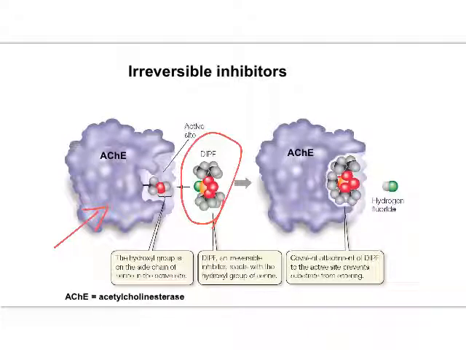So this is a nerve gas, but many antibiotics work in similar ways, where they're inhibiting specific enzymes in bacteria that carry out functions necessary for their existence. So this is a mechanism, again, that is how many drugs and toxins work.